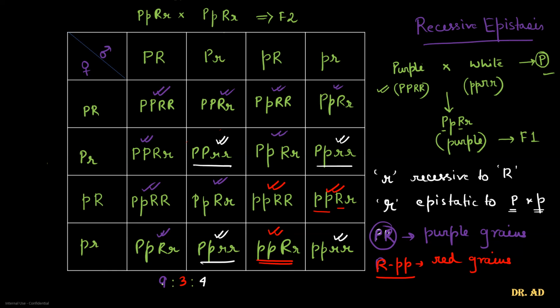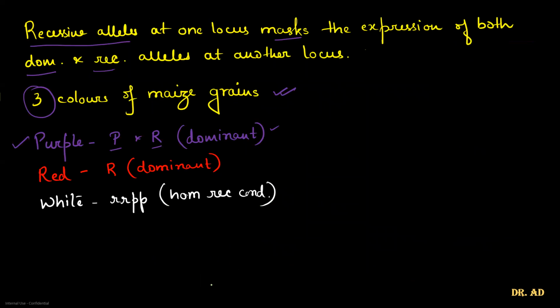So purple grains to red grains to white grains is 9:3:4. So the typical ratio of dihybrid cross, that is 9:3:3:1, gets modified to 9:3:4 here. We will try to write the reason once again here. Okay, these types of interactions should be very, very clear.